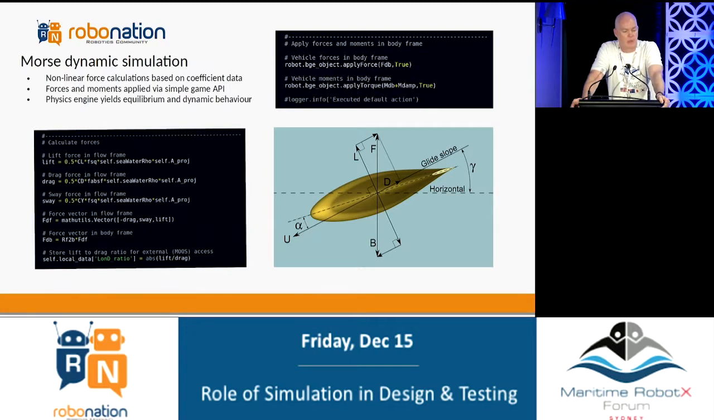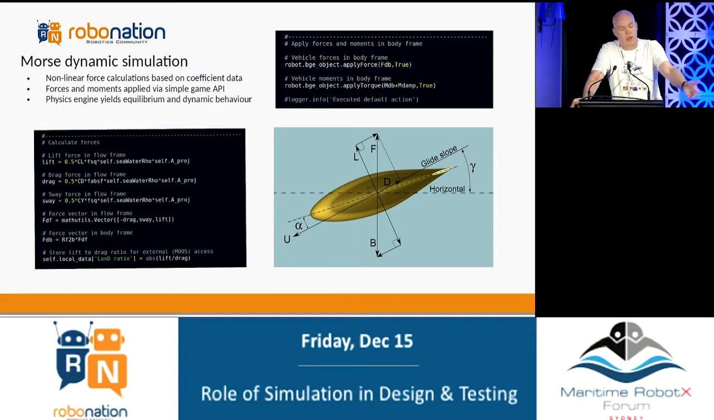So we have the force diagram there. So constant velocity, all of those forces are balanced, okay? In this case, the parameters, maneuvering parameters, if you like, came from CFD that was done at the Australian Maritime College by Max Haas. And they were fed into the Python code.